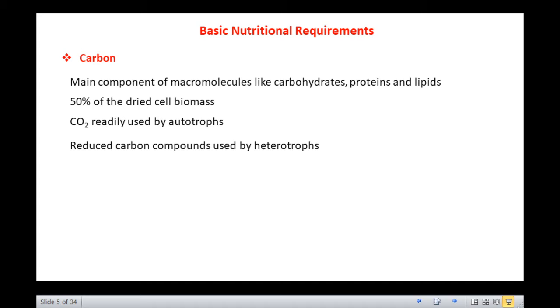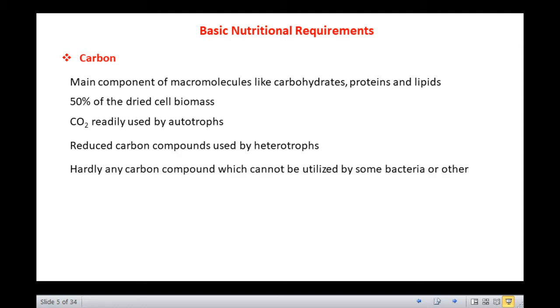There are some bacteria like the actinomycetes which can use highly complex compounds like paraffin and even rubber as their carbon source. Methanotrophs use organic compounds like methane, methanol, etc. There is hardly any carbon compound which cannot be utilized by some bacteria or other.